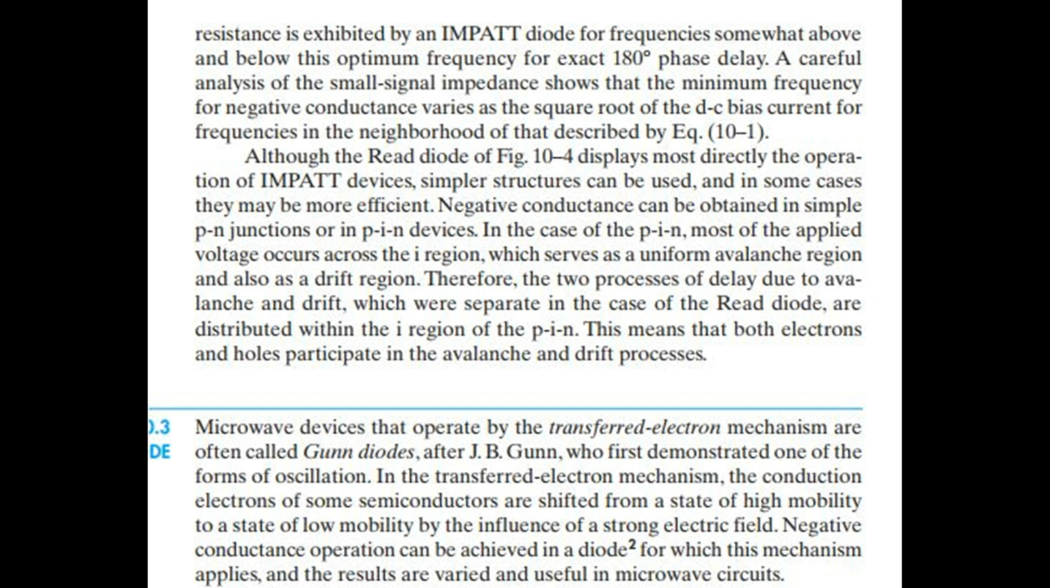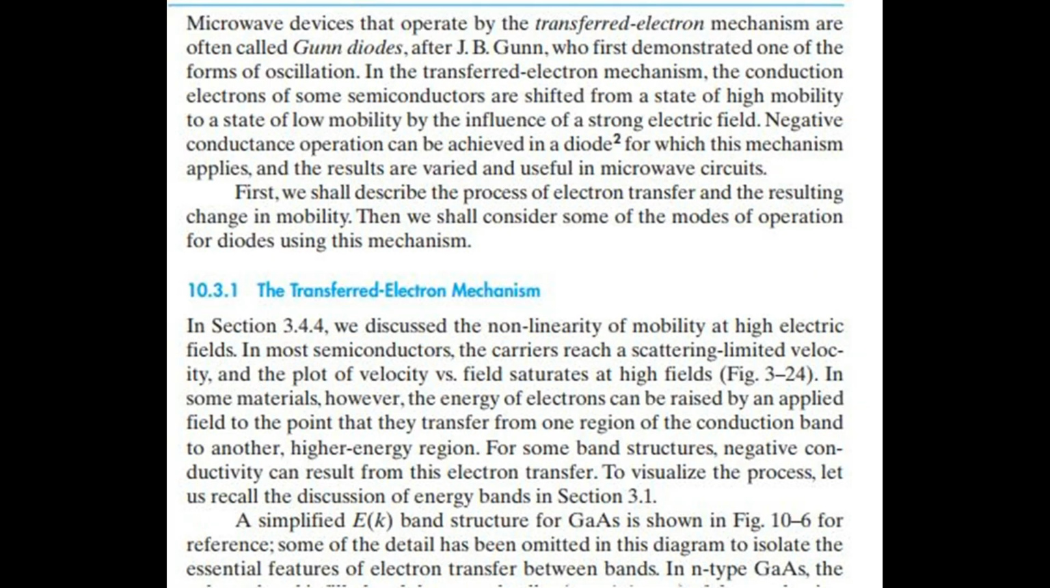Microwave devices that operate by the transferred electron mechanism are often called Gunn diodes, after J.B. Gunn, who first demonstrated one of the forms of oscillation. In the transferred electron mechanism, the conduction electrons of some semiconductors are shifted from a state of high mobility to a state of low mobility by the influence of a strong electric field. Negative conductance operation can be achieved in a diode for which this mechanism applies, and the results are varied and useful in microwave circuits. First, we shall describe the process of electron transfer and the resulting change in mobility. Then we shall consider some of the modes of operation for diodes using this mechanism.